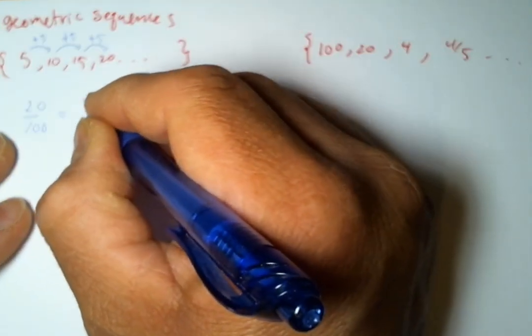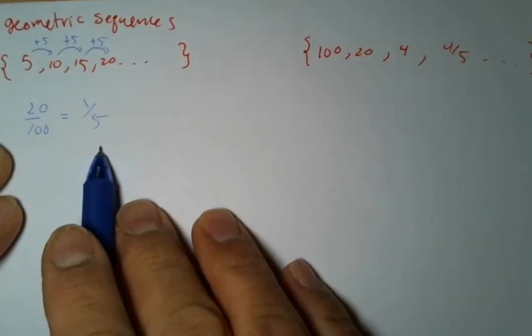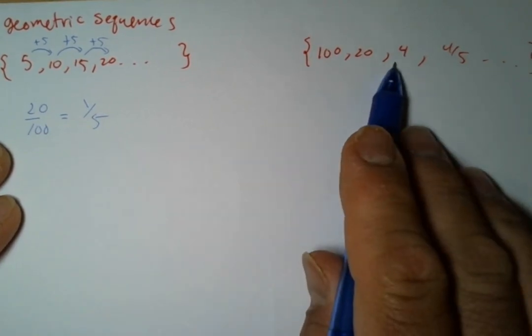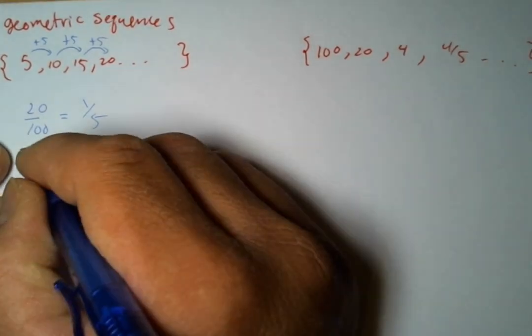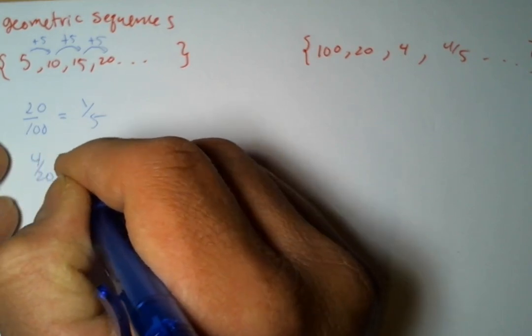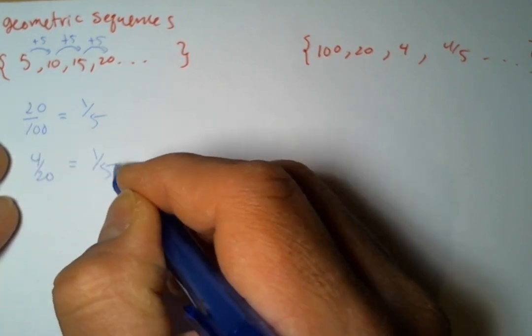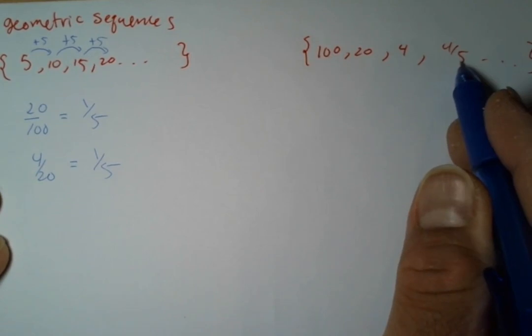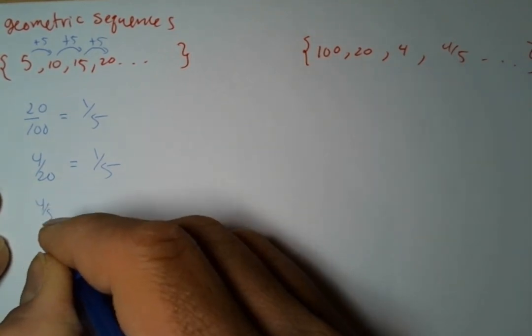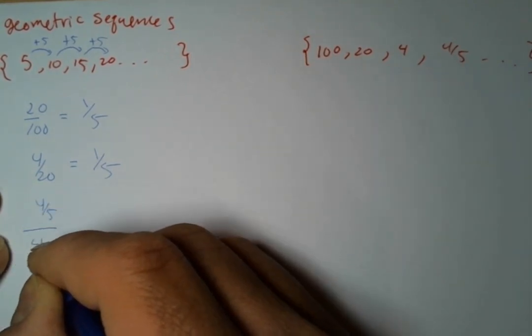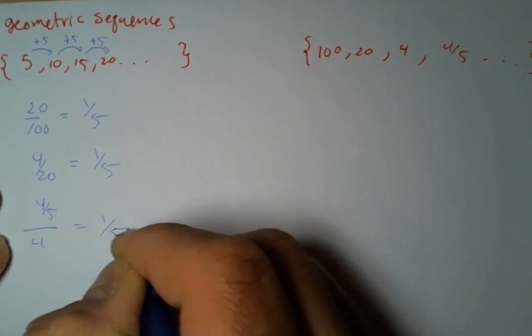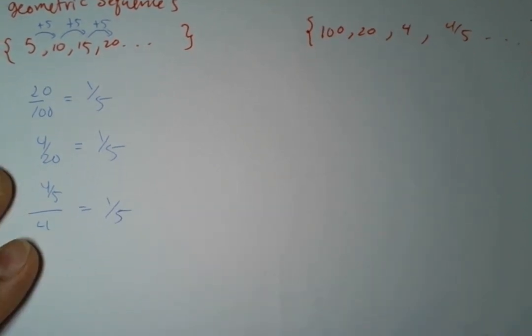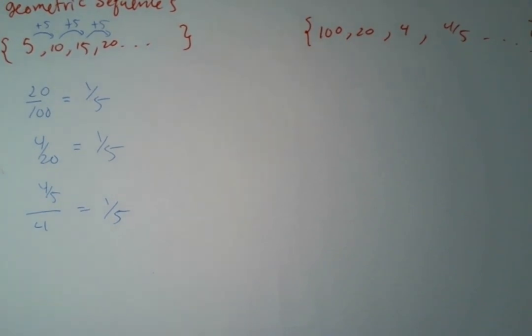that is equal to, simplifying, 1/5. Now, if I take 4, and again divide by the previous one, that also reduces to 1/5. Doing this one more time, we get 4/5 and we divide it by 4. This will also reduce to 1/5. So now we have a different type of relationship.